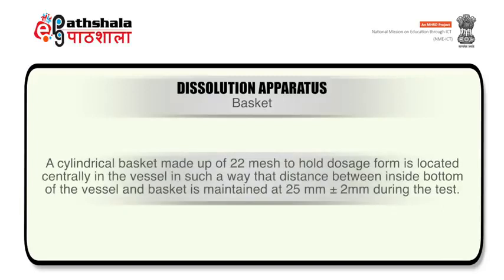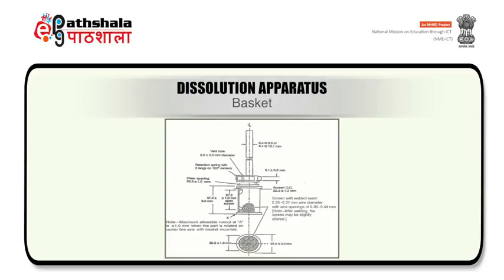A cylindrical basket made of 22 mesh to hold the dosage form is located centrally in the vessel in such a way that the distance between the inside bottom of the vessel and the basket is maintained at 25 mm plus or minus 2 mm during the test. The next slide depicts the figure of the basket apparatus.